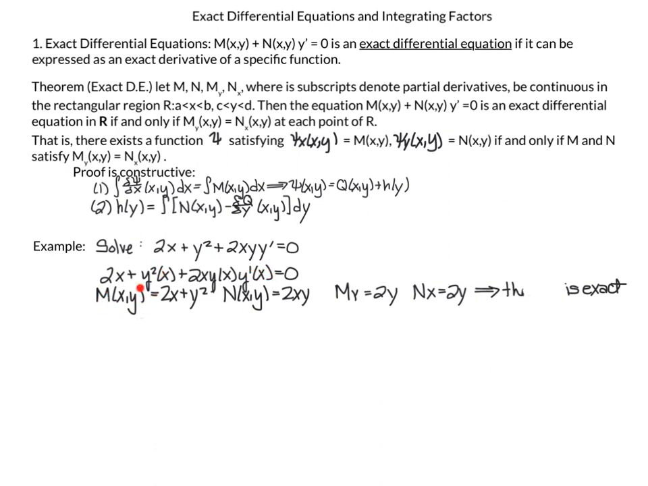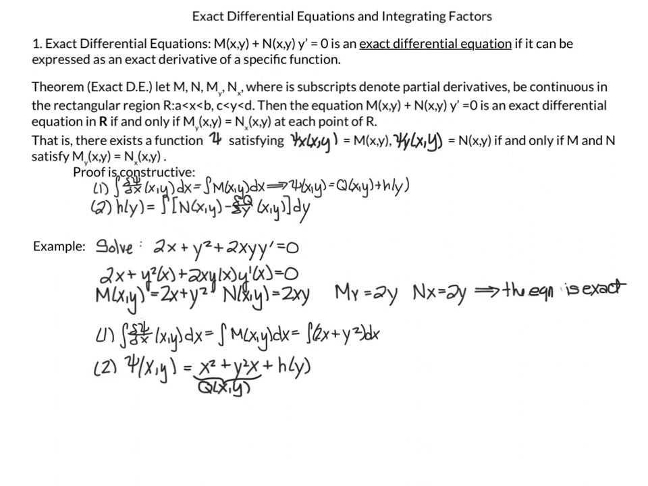And then I separate out my M, those are all the things that are not multiplied by y prime, so it's 2x plus y squared, and then my N, those are the things that are multiplied by y prime, so that's 2xy. So the partial derivative of M with respect to y is equal to 2y, and this is 0, so 0 plus 2y. Our partial derivative of N with respect to x is going to be 2y. Since they are equal, that tells me that the equation is exact.